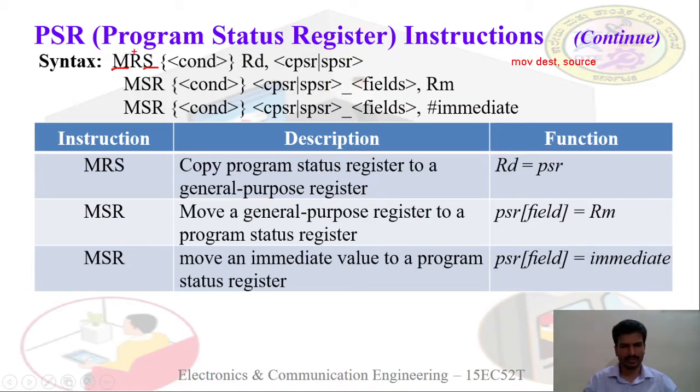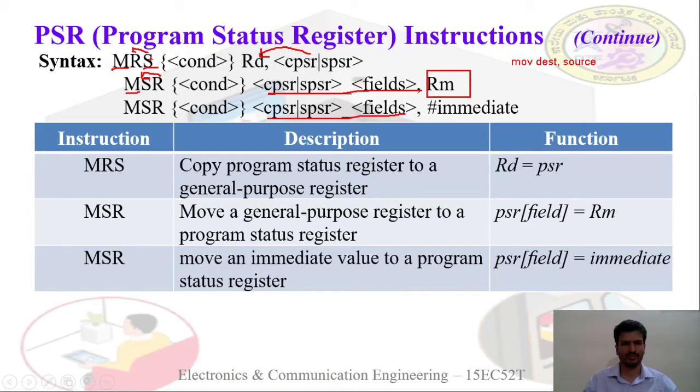Move destination comma source: the direction is from source to destination. So in MRS we go from status register to general purpose register: move from CPSR or SPSR to Rd. Whereas in MSR, M is move, S means status register, R means general purpose register. Move destination comma source, so again data moves from source to destination, from register to status register. The destination should be CPSR or SPSR, and in the source a general purpose register should be present, or we can move an immediate value to CPSR or SPSR also.